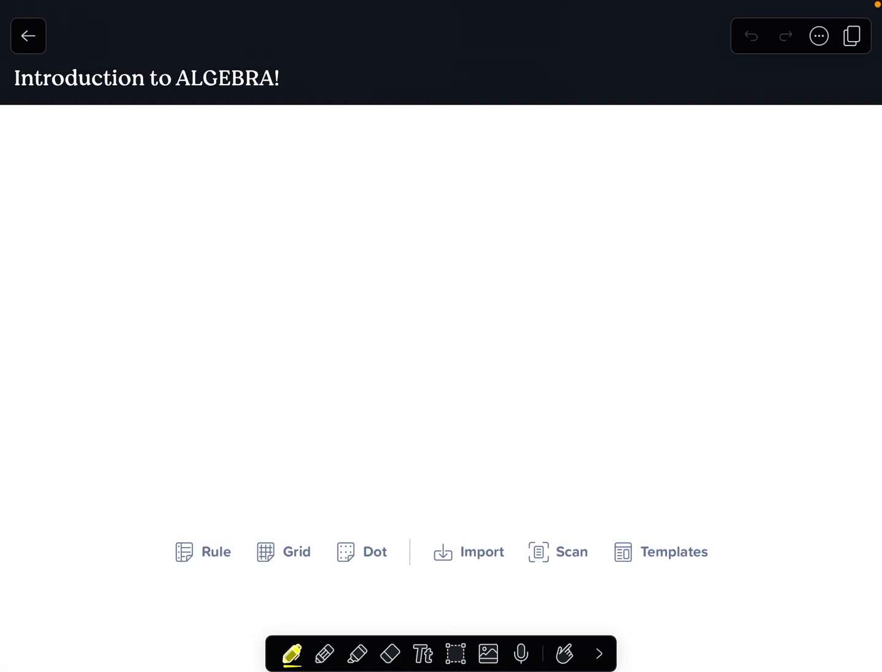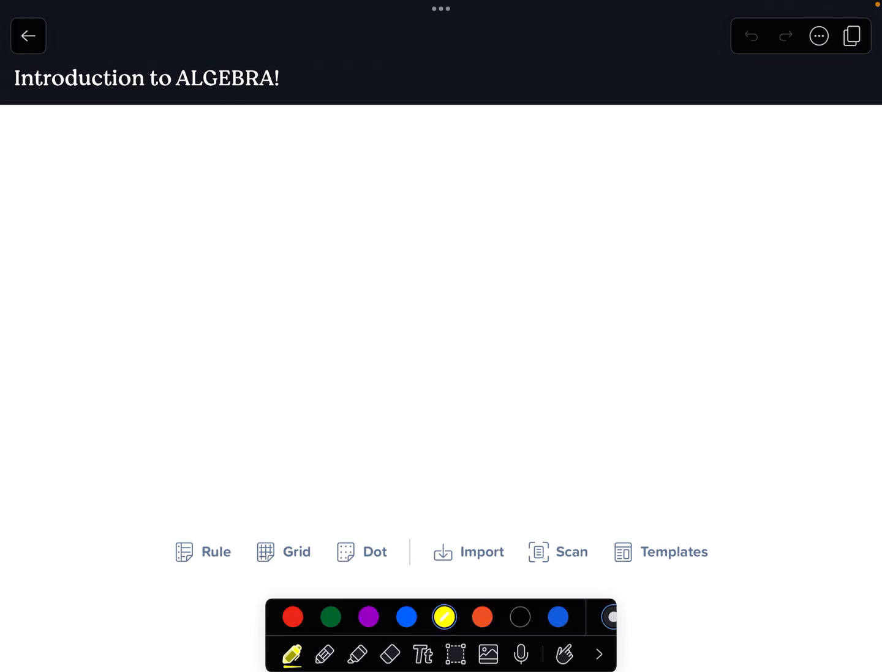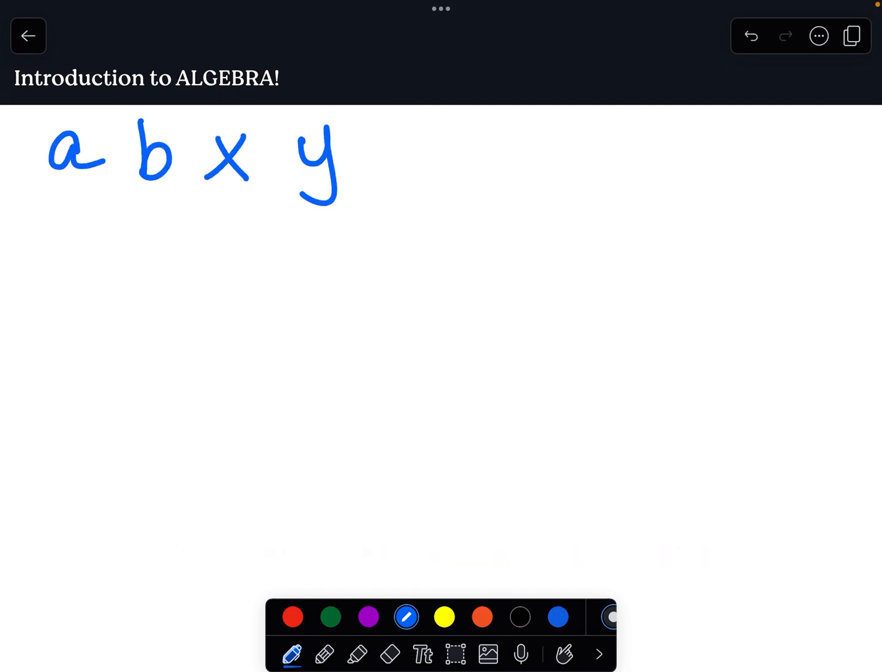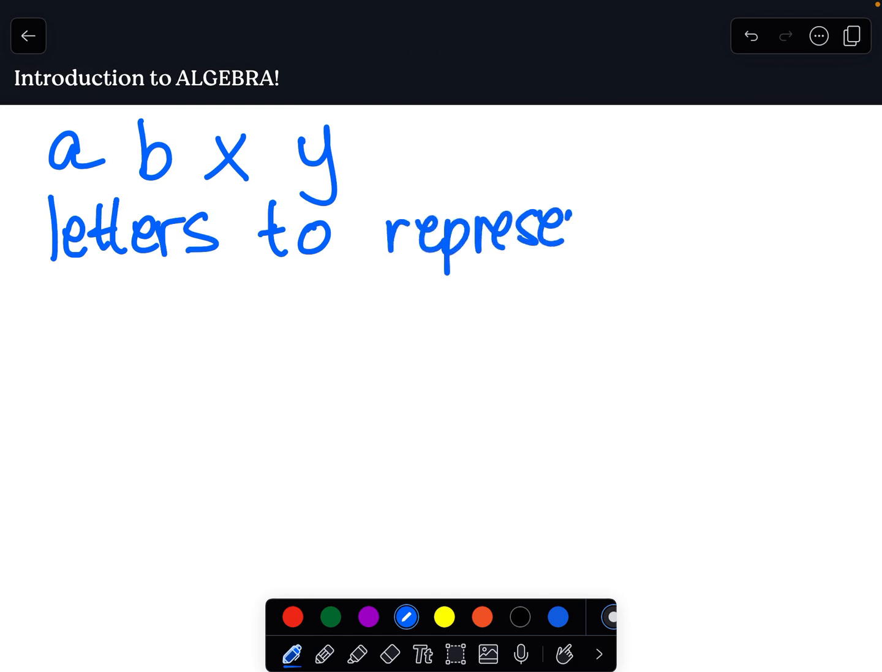All right, today we are getting an introduction to algebra. Algebra, you've probably heard of it, maybe you know what it is, but in a nutshell, algebra simply means we use letters or symbols, but letters generally, to represent numbers in mathematical equations. So we're using letters to represent numbers in math equations. Cool, right?